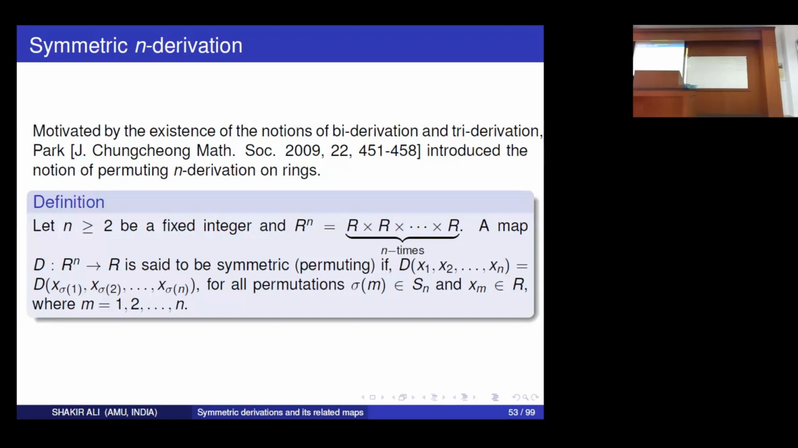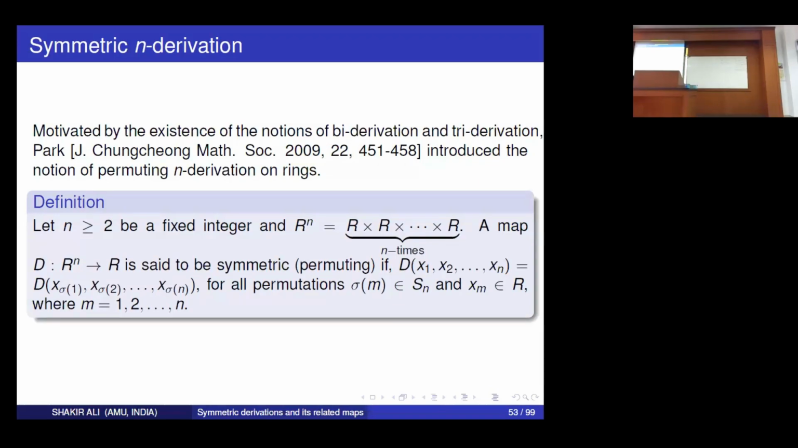Okay, so now we take n components in place of two components. In place of bi-derivation, n equal to 2 is bi-derivation, n equal to 3 is tri-derivation, n equal to n we call n-derivation. Okay, so look, the domain is R^n. Then D from R^n to R is symmetric permuting. Now to find the n-derivation we need the symmetricity of n components.